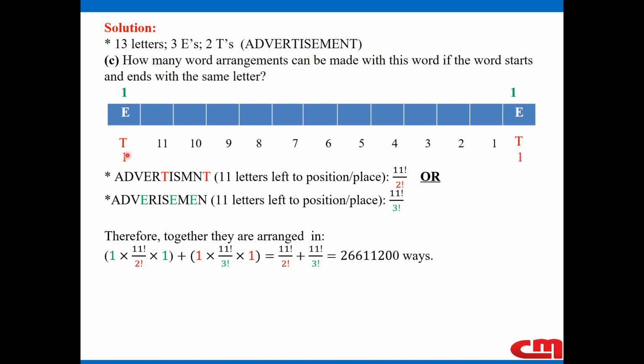Then we have 1 times 11 factorial over 3 factorial, which is this one, plus times rather 1, which is the last one, right? Then when we simplify this, we end up with 11 factorial over 2 factorial plus 11 factorial over 3 factorial. We can leave it like this or get this number as it were. But what is important, or the silly mistake that one can fall into, is the issue that we have 3 E's.